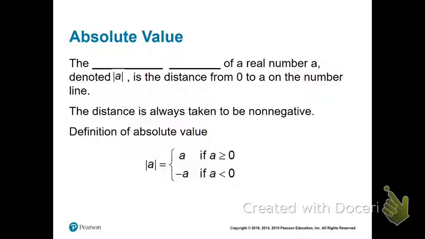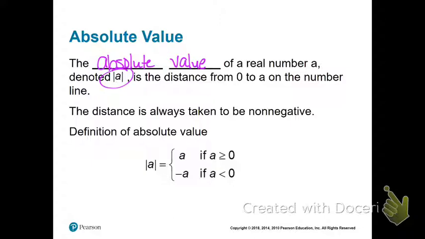All right, the absolute value of a real number A is denoted with those bars with the A inside of it. And so we can see it's denoted like that. That's what it's going to look like. Remember, those two bars mean absolute value. And remember, absolute value is a distance from 0 to a number on the number line, okay? So the absolute value is the distance that a number is from 0.